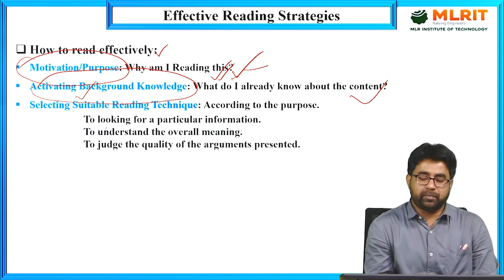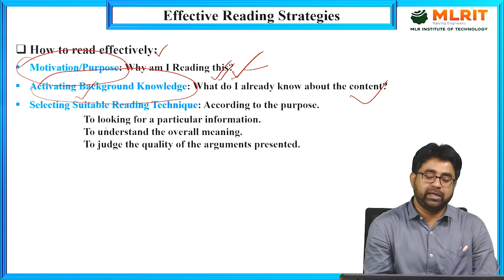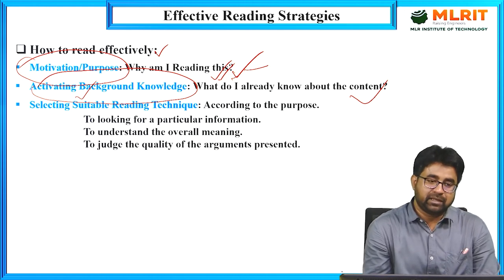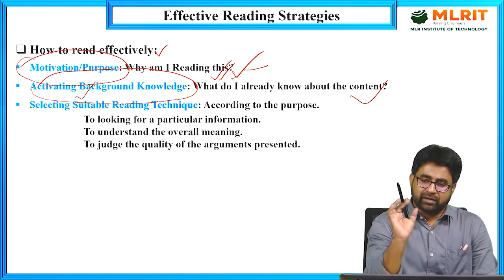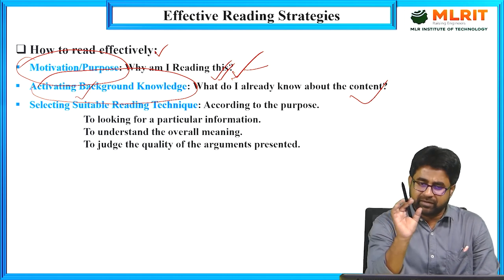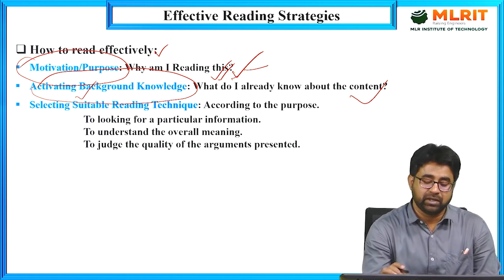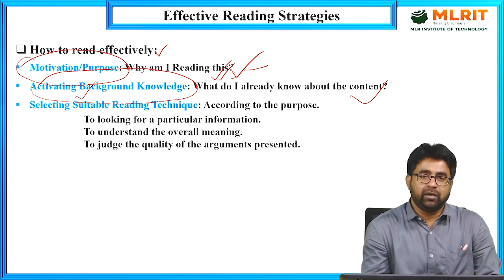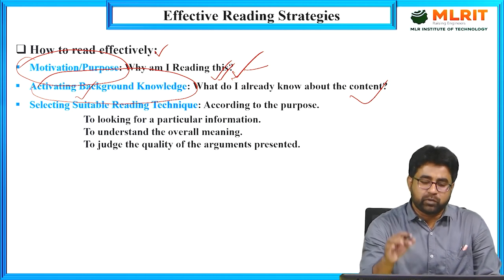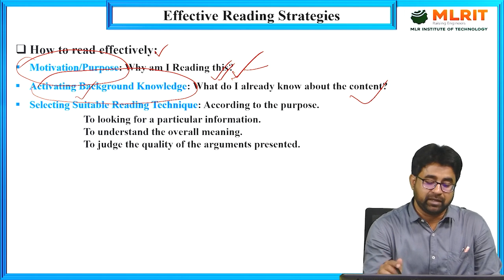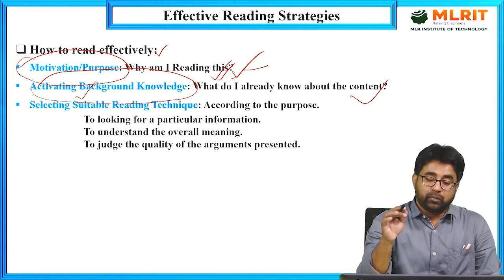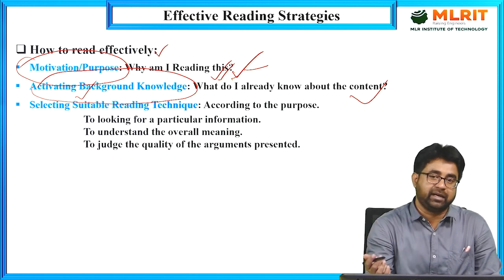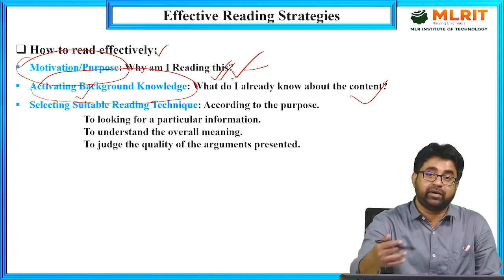That depends on our purpose. According to our purpose, we can adopt a particular kind of technique. One very simple example: if we are looking for an answer to an MCQ type question or a short question, a very small piece of information from a text, I won't read each and every word in detail, right? I'll quickly scan over the pages to find that particular information and answer. That means when my purpose is to look for a particular information, I am using a scanning method or scanning technique. I am not using an intensive or extensive reading technique.